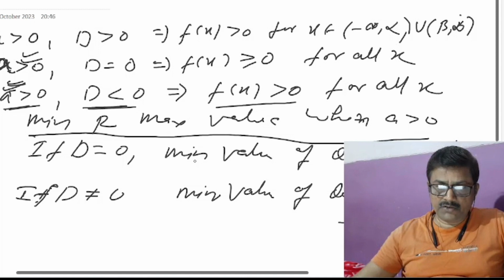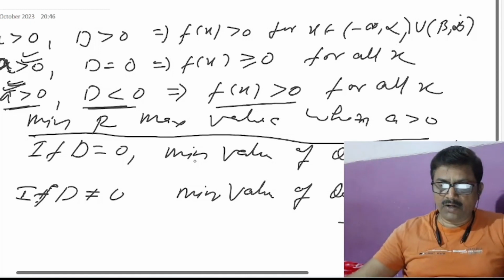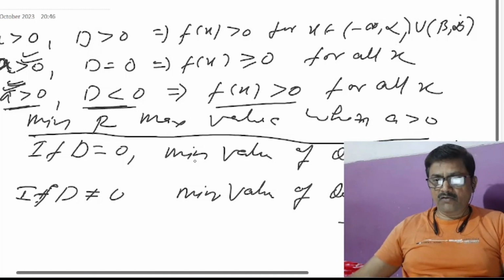In any question, you will be given a quadratic expression and told this quadratic expression is always positive, so find the value of something. You will find this type of question. So always remember, if the quadratic is positive, it means a is positive and the discriminant is negative. And if f(x) is greater than or equal to 0, then a will be positive and the discriminant will be 0. For the minimum value, if the discriminant is 0, the minimum value is 0. If the discriminant is not equal to 0, the minimum value is minus D upon 4a.